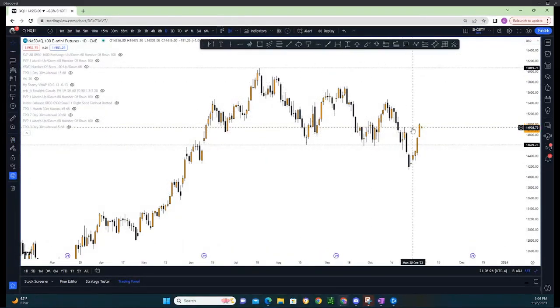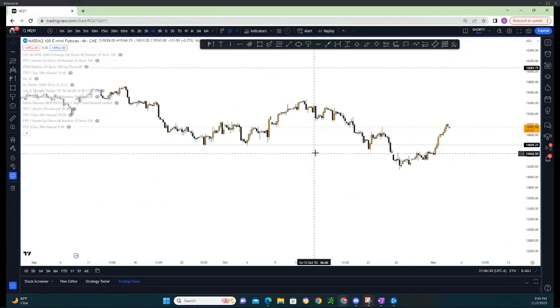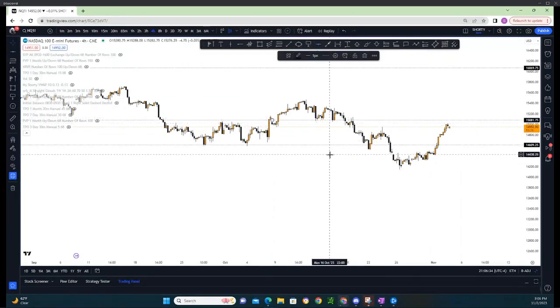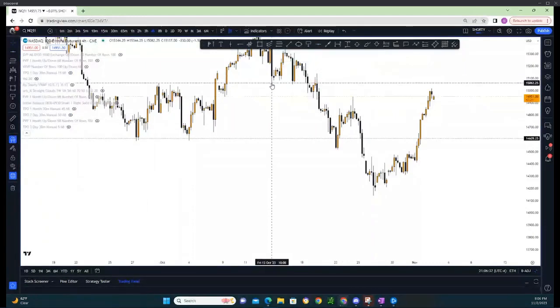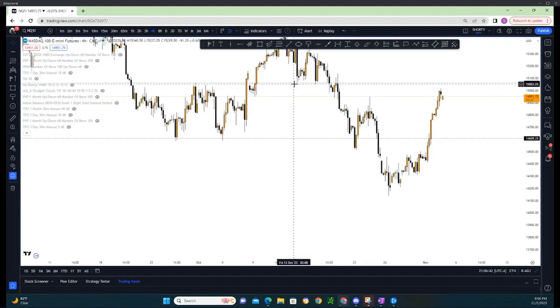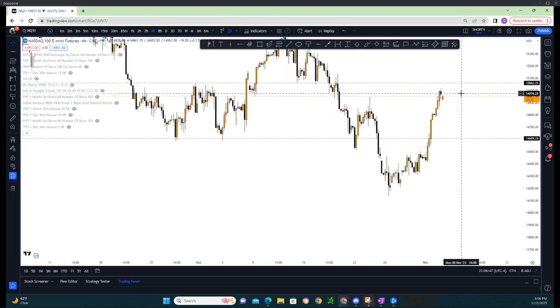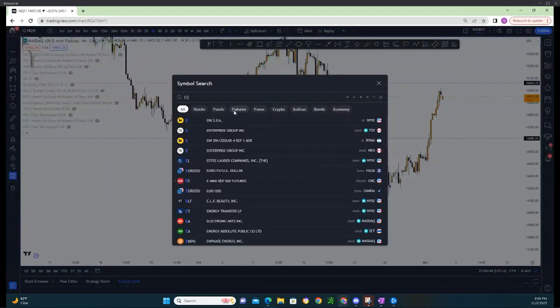We have reclaimed a really important level here. When you go on 4 hours, there's a little bit of structure here from the last consolidation they had, and then somewhere around here. Let me just shift down. Somewhere around here they had a structure. It was the resistance, and then it became support.